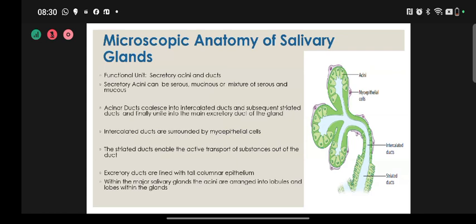The intercalated ducts are usually surrounded by the myoepithelial cells. The striated ducts enable active transport of substances out of the duct. The excretory ducts are lined with tall columnar cells, and within the major salivary glands, the acini are arranged into lobules and lobes within the gland.